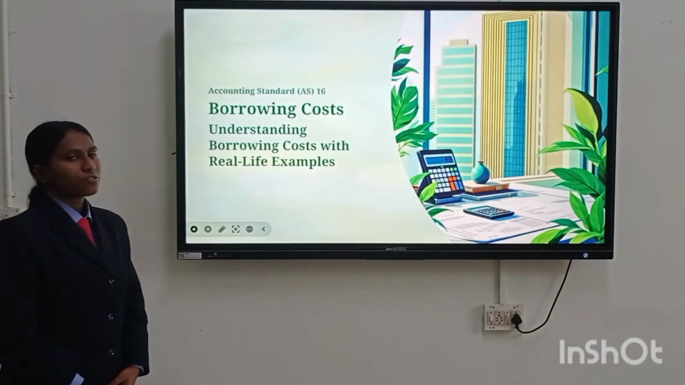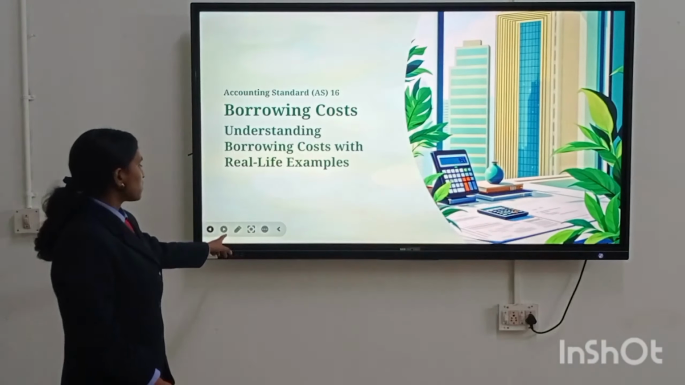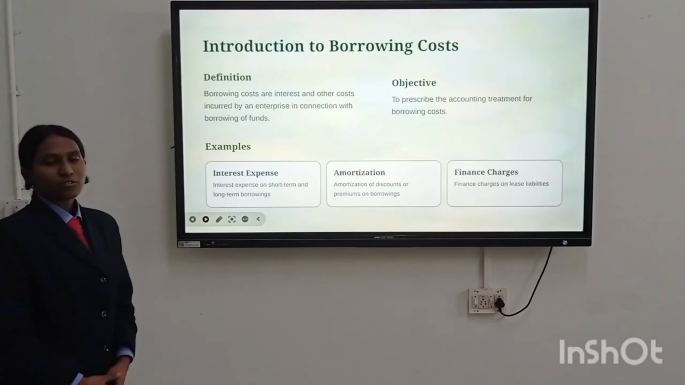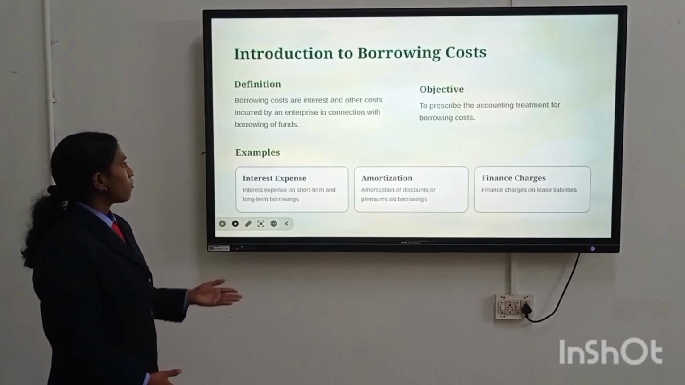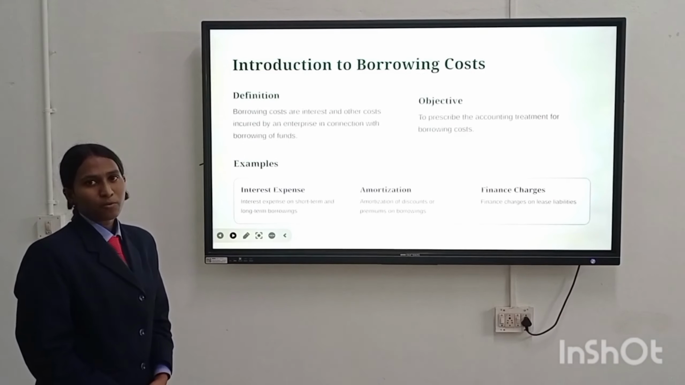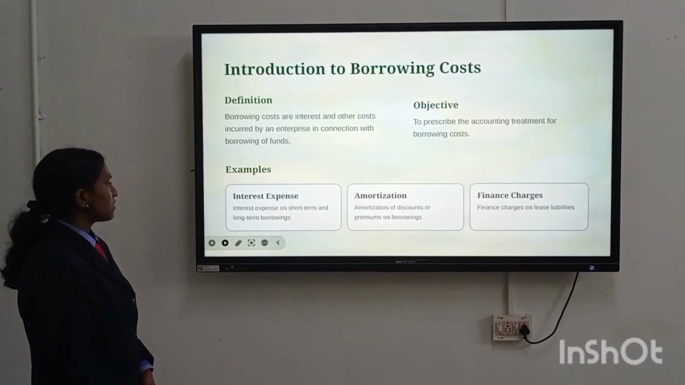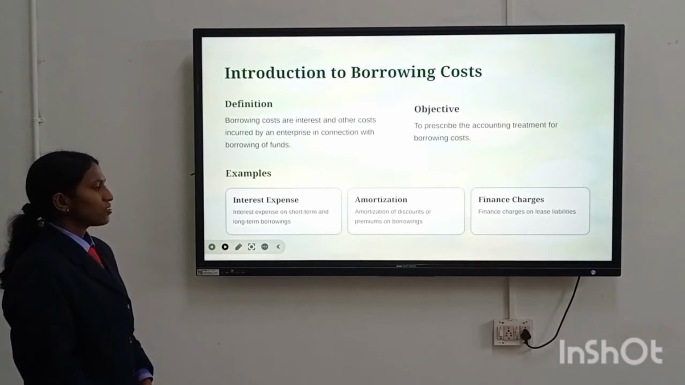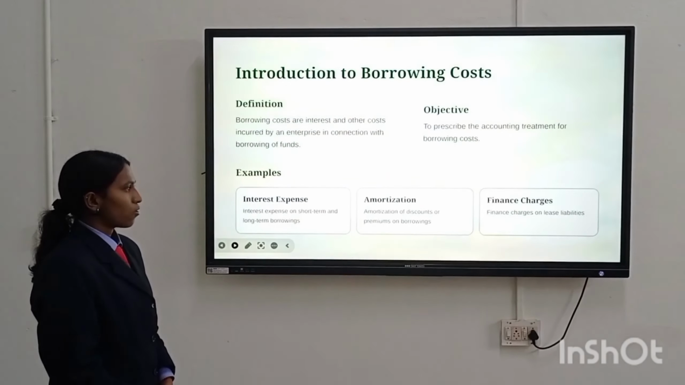Hello friends, today we are going to study accounting standard 16, borrowing cost with real examples. Introduction to borrowing cost, definition. Borrowing costs are interest and other costs incurred by an enterprise in connection with borrowing of funds. Objectives: to describe the accounting treatment for borrowing cost. Examples: interest expense on short-term and long-term borrowings, amortization of discount or premium on borrowings.